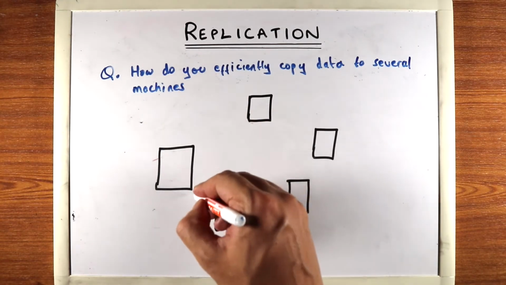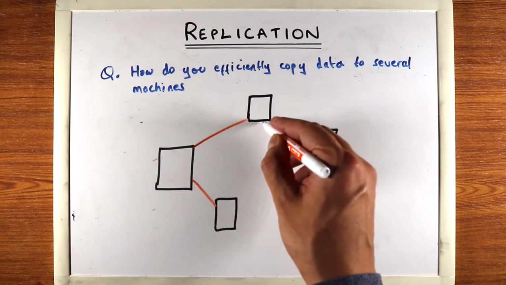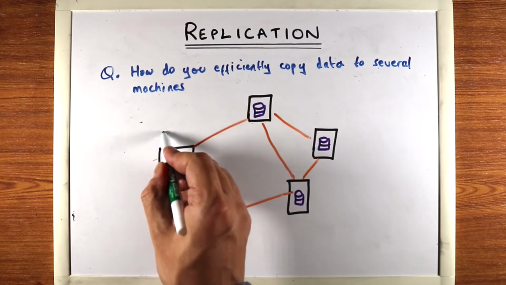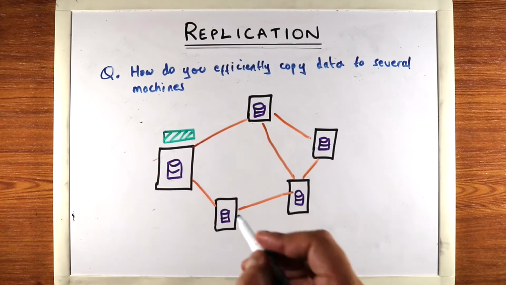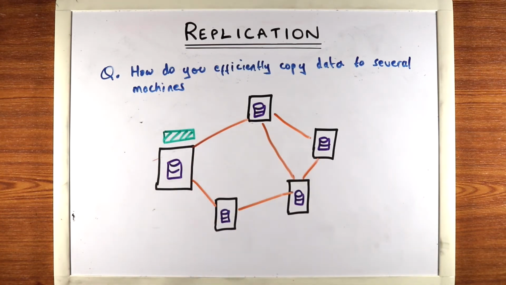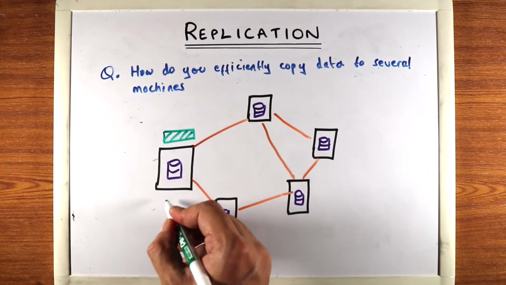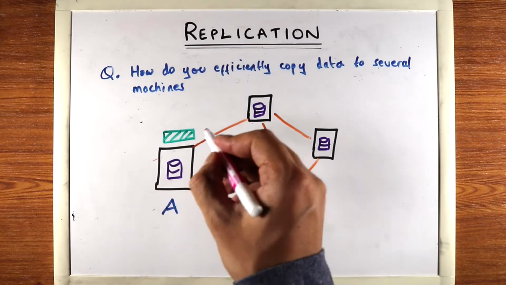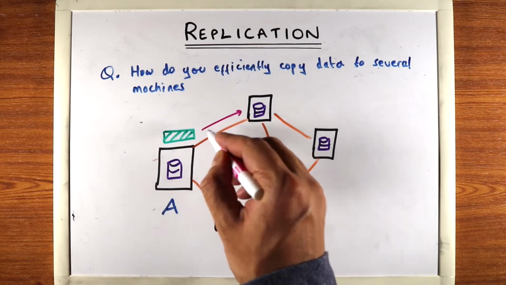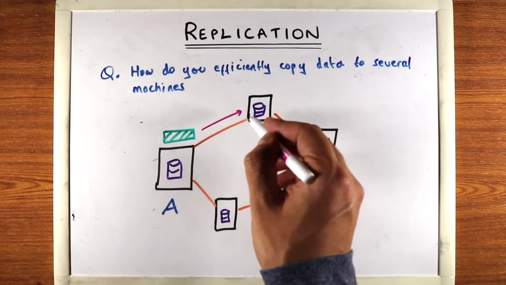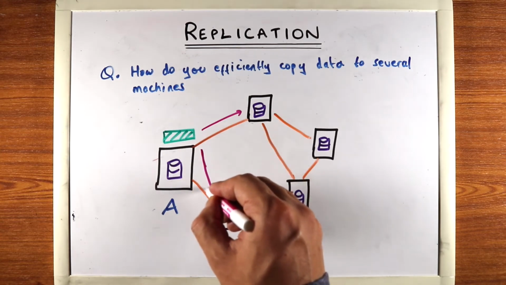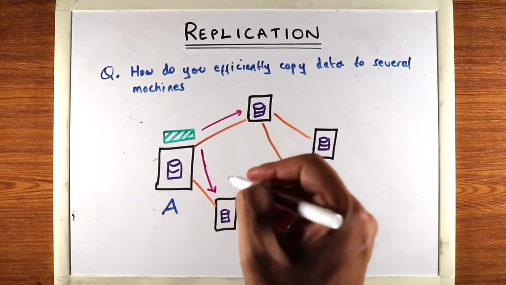Now, they're all connected to each other in some network topology. You have this block of data that needs to be copied to every single machine. Now, the most naive way to do this is for the source machine, let's call this A, to send this data one by one to each machine. So it establishes a connection with this machine, sends it there, then it establishes a connection with this machine, sends the data there, and so on.